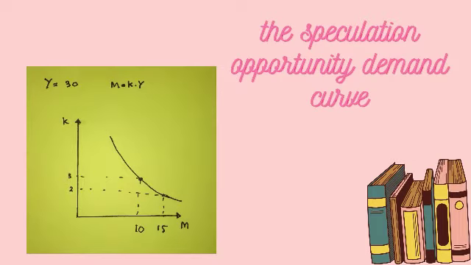Okay, friends, in this slide we will explain about the speculation opportunity demand curve. In this example, W is 13. Friends, you can see the simulation or example in this slide.